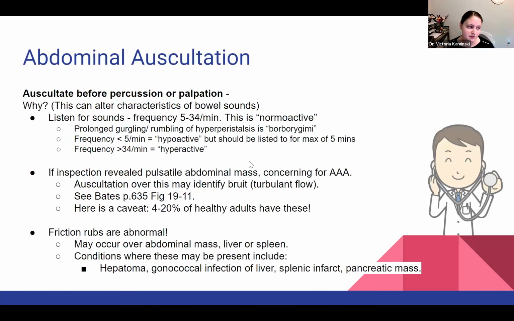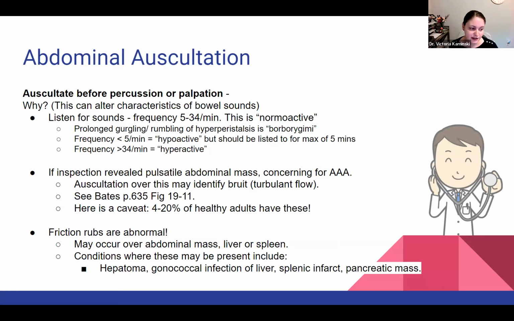So abdominal auscultation, again, why are we doing this first? That's really so that we do not alter any of the characteristics of bowel sounds by distending or moving those organs around when we're pushing. Listening for sounds, a normal bowel sound is 5 to 34 per minute. If inspection revealed any pulsatile abdominal mass, that's very concerning for an AAA.